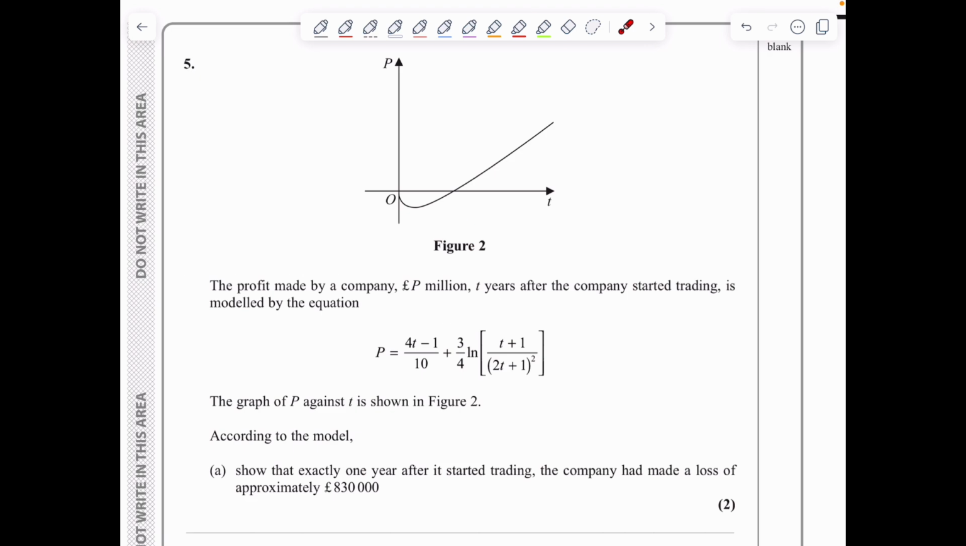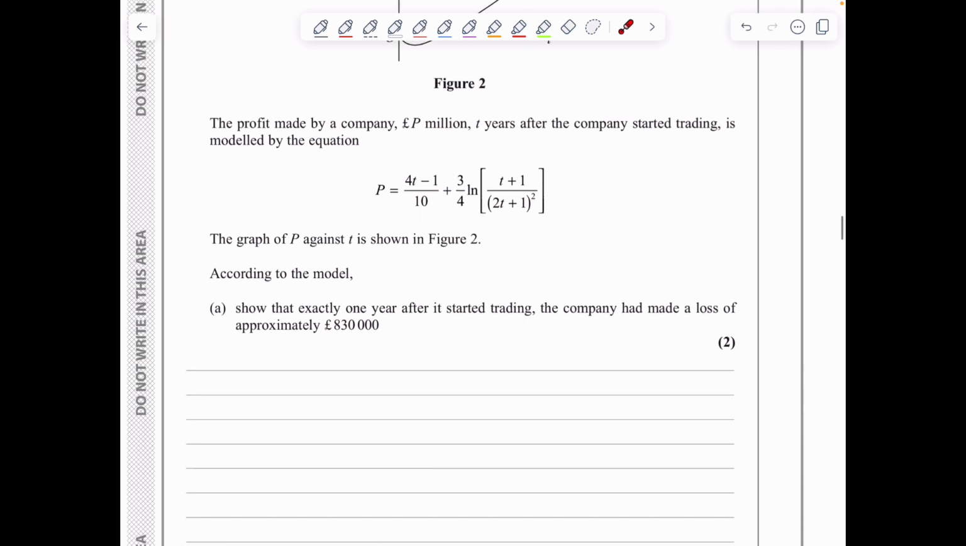In question 5, we've got an expression for the profit made by a company, P million pounds, T years after the company started trading, and we need to show, according to the model, that exactly a year after starting trading, the company made a loss of approximately £830,000. So because we're looking at exactly a year after the beginning of trading, we need to substitute T is 1. So this leads to P being 4 times 1 minus 1 over 10 plus 3/4 ln of (1 plus 1) over (2 times 1 plus 1) squared, and I will evaluate this.